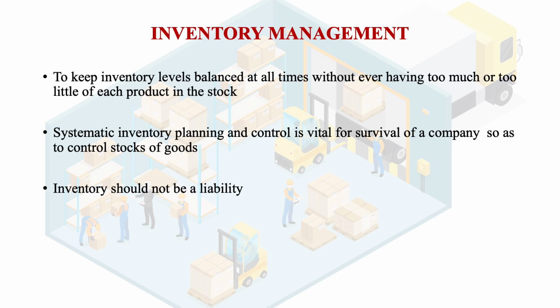Why? Because in every inventory and stock, finance is blocked. So systematic inventory management, planning and control is vital so that your blocked finance stays liquid, moving, and the company uses it. There will be no backlog or blocked items in the stock, so as to control the stock of goods. Inventory should not be a liability.